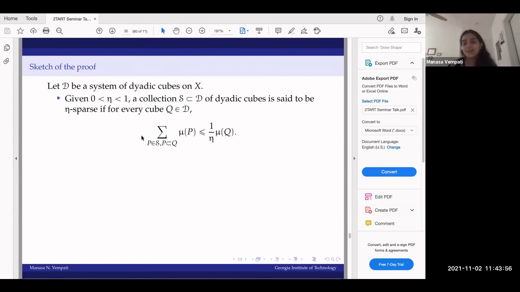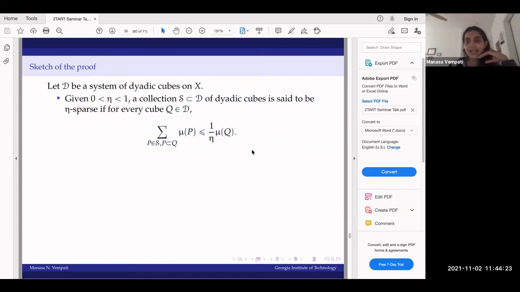Since we are working in the setting of a space of homogeneous type, we begin with a system of dyadic cubes on the space of homogeneous type. And we consider something called a sparse collection of cubes. So I'm going to quickly define what a sparse collection is. We consider eta that lies between 0 and 1, and we say a collection S in D, which is a system of dyadic cubes on X, is eta-sparse if for all cubes Q in D, we have the following inequality.